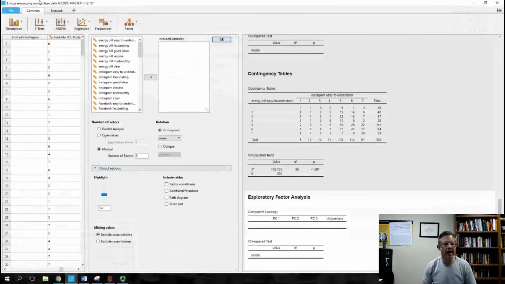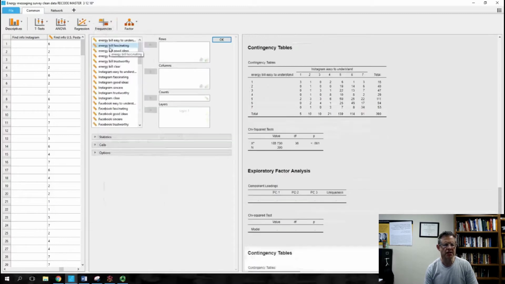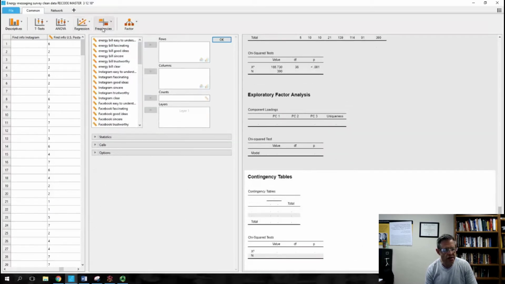JASP, Energy Messaging Survey. Okay, I'm going to show you a contingency table. Actually, I think I had one here already, but let's start over. Remember the big 8 we talked about? Let's just do those for the contingency table. And remember, in your assignment, you're going to be running correlated pairs together. So let me go Frequencies, Contingency Table. Okay, that's where you start.